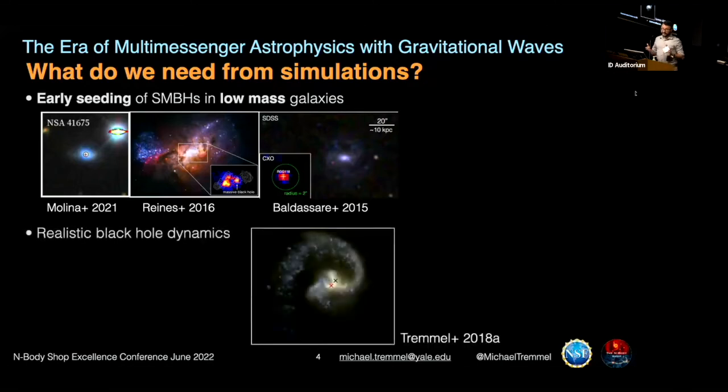The next thing, maybe more obvious, is that we need realistic black hole dynamics, so that we can predict when and where these black holes will meet each other in the center of their galaxies after a galaxy merger, to predict when and where binaries will form and eventually merge.